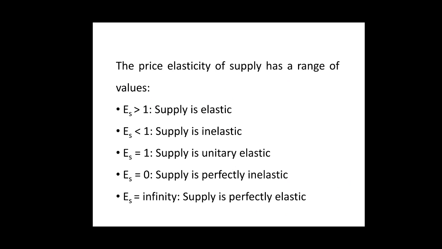First, elasticity of supply greater than 1 and it is known as elastic supply. Second, elasticity of supply less than 1, which means supply is inelastic. Third, elasticity of supply is equal to 1, which means supply is unitary elastic. Fourth, elasticity of supply is equal to 0, which means supply is perfectly inelastic. And the fifth, elasticity of supply is equal to infinite, which means supply is perfectly elastic.